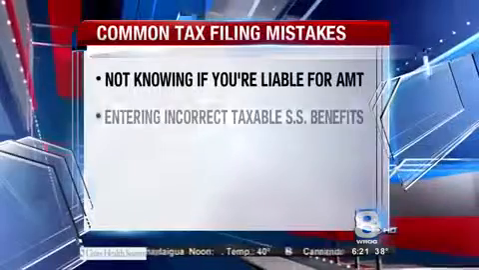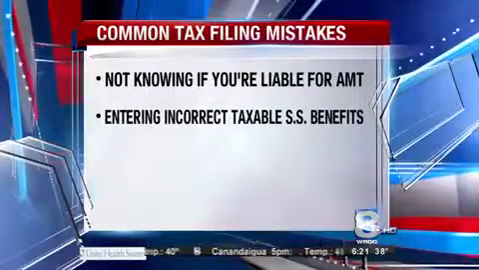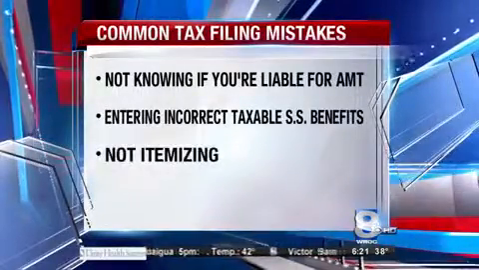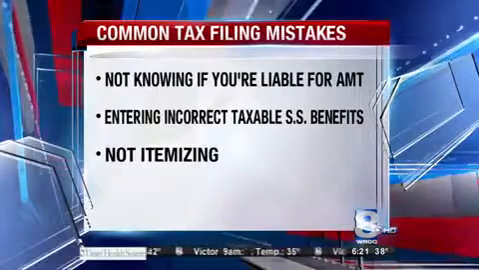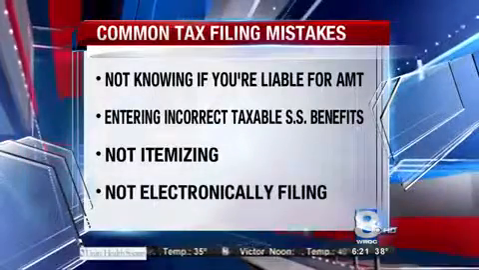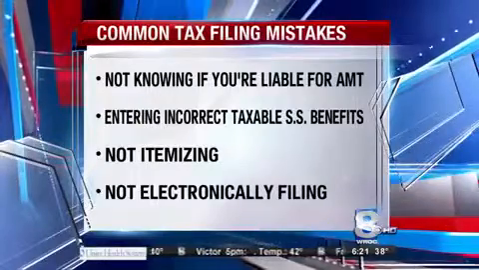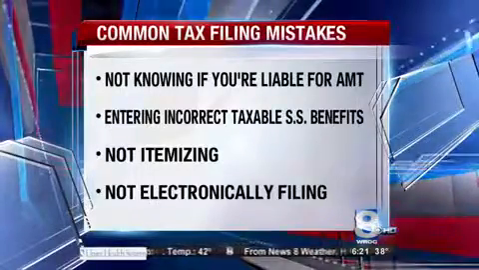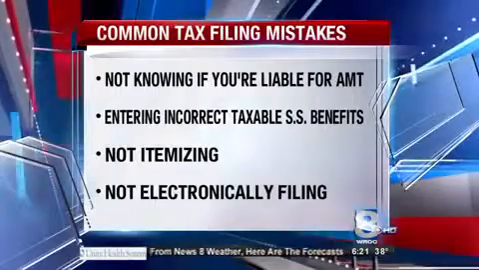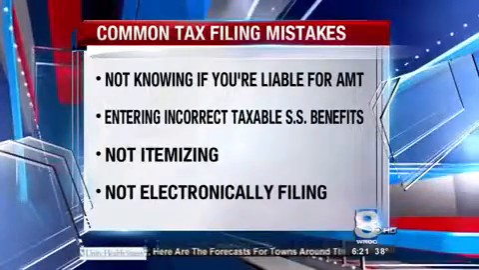Let's have a look at the last four points. We're going to run through these quickly. Liability for alternative minimum tax. Yes. When you go through all that calculation, the IRS has this mean rule called AMT, and if you meet that rule, you have to actually pay more tax, so make sure you're taking that into account. We've got entering incorrect taxable Social Security benefits. You want to avoid that. Not itemizing, taking the standard deduction instead, when itemizing could be more advantageous.